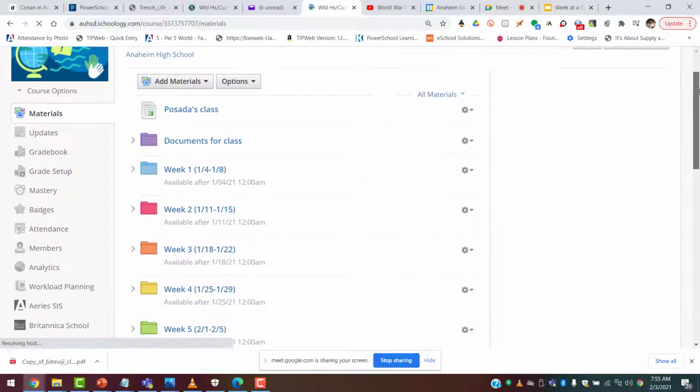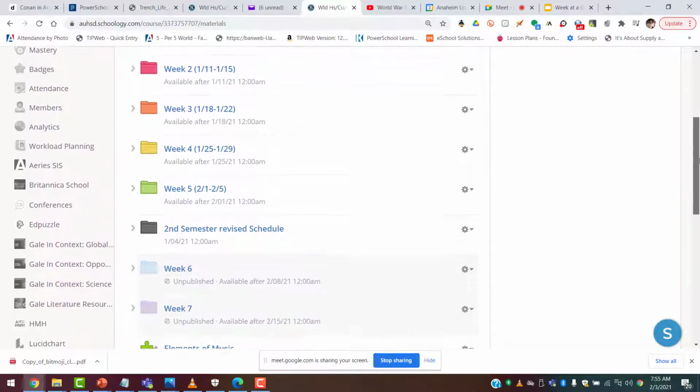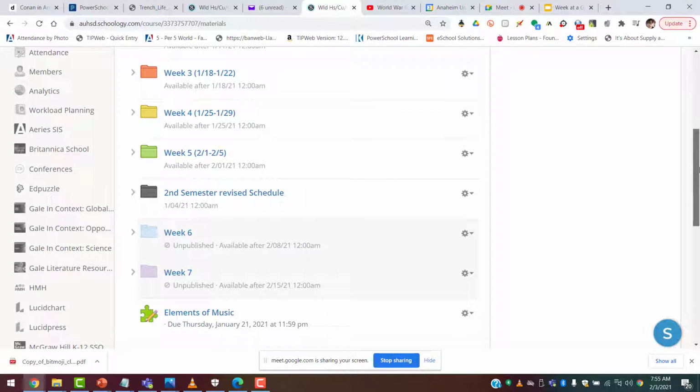So again, we have everything set up. They're all open to the students so that they can go in and see if they have any late work they would like to turn in from week 1, 2, 3, 4, or 5. It is there for them. I'm also working on week 6 and 7.